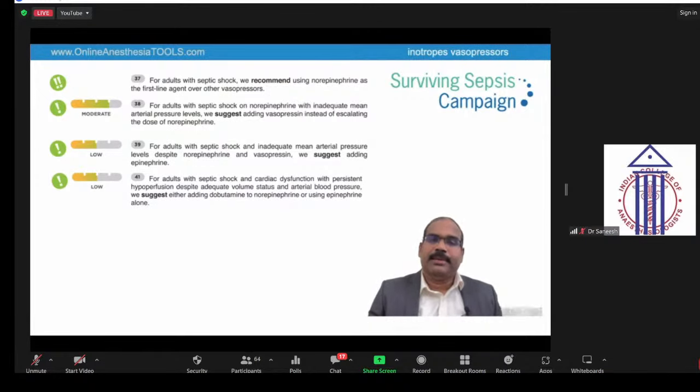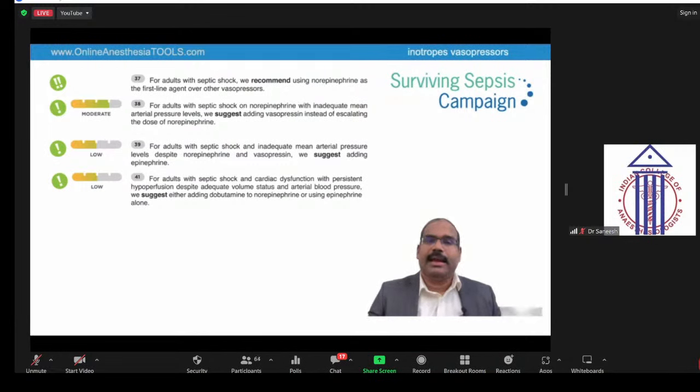Inotropic support in septic shock is used when there is evidence of myocardial dysfunction as suggested by low cardiac output, increased filling pressures and persistent hypotension despite optimal fluid resuscitation and use of vasopressors. Myocardial dysfunction is a common fact in sepsis. Investigators suggest a possible self-protective autoregulatory hibernating myocardium.